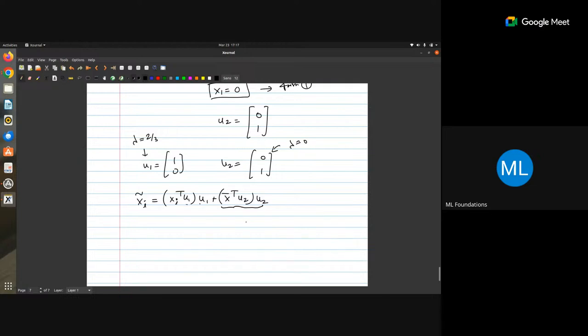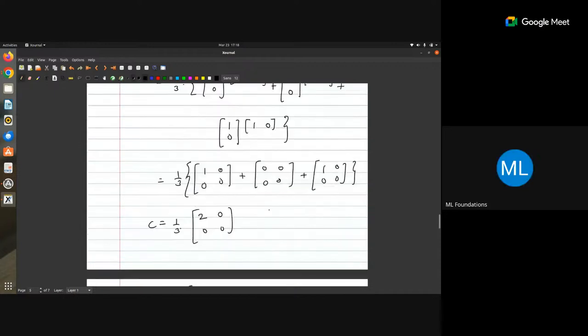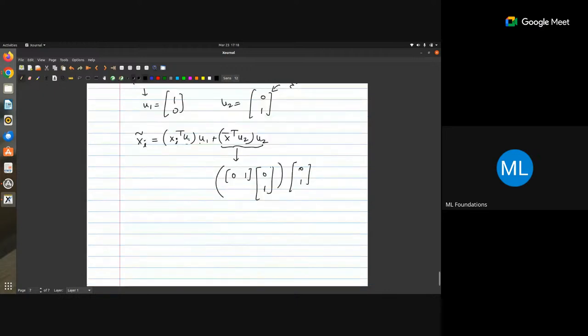Now, x bar is what in our case? It was [0, 1], the mean vector. Yes, sir. So I'll calculate this part first. X bar transpose is [0, 1], and u2 is [0, 1]. This is 1 cross 2 and this is 2 cross 1, so I get only a single value, a scalar, which is 1. So the final thing, this entire vector, is [0, 1].